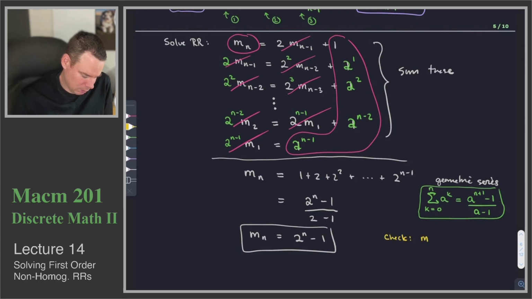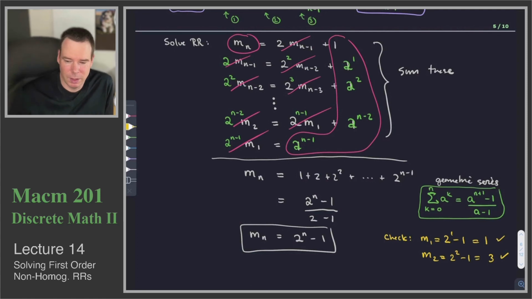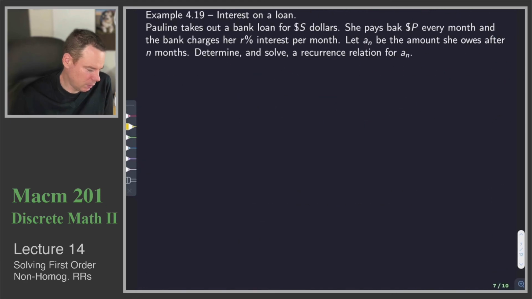What is m sub 1 based on our formula? Well, that's 2 to the power of 1 minus 1, which is 1. That's good because we saw that it only took one move to solve the one disk problem. What about m sub 2? Well, that would be 2 squared minus 1, which is 3. So both of those work out and give us the values we expect. And in general, it's 2 to the power of n minus 1 is the number of moves. So now let's have a look at the next example.